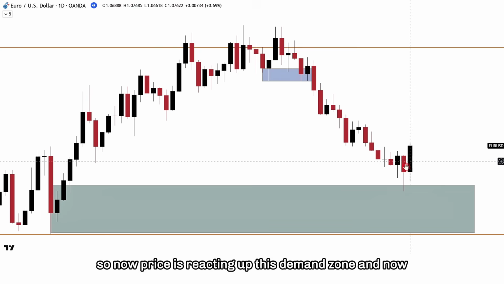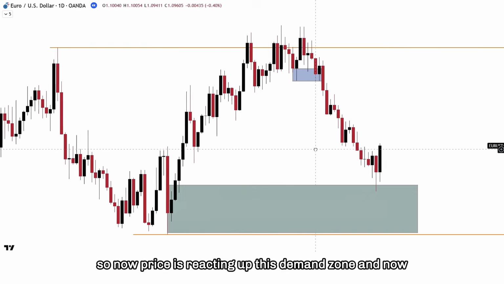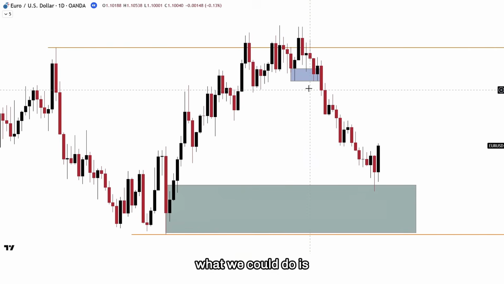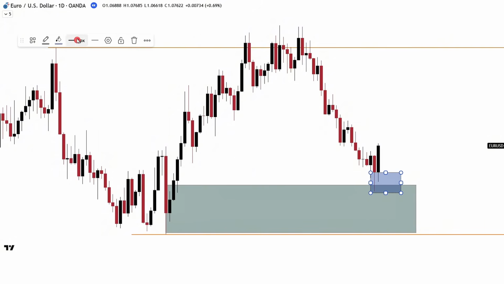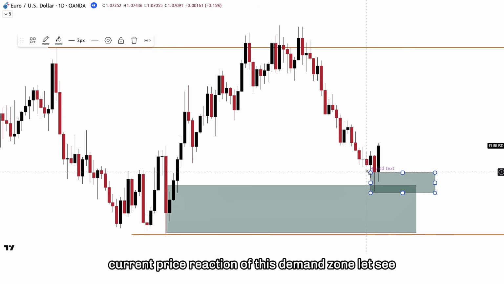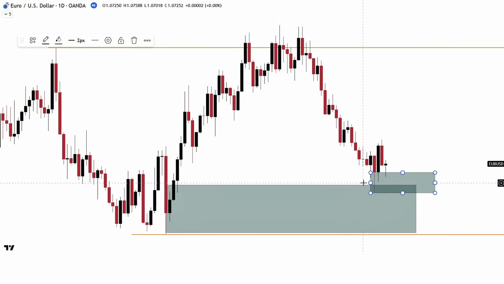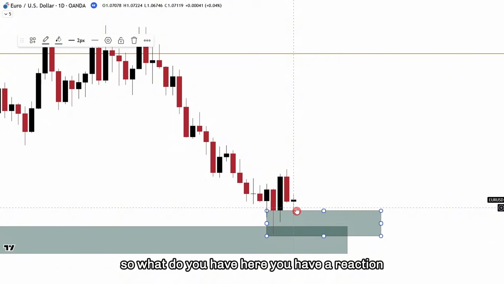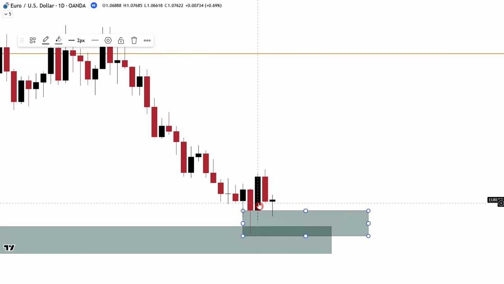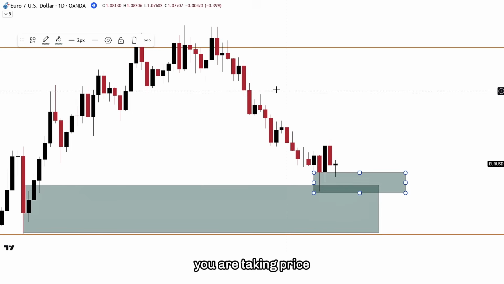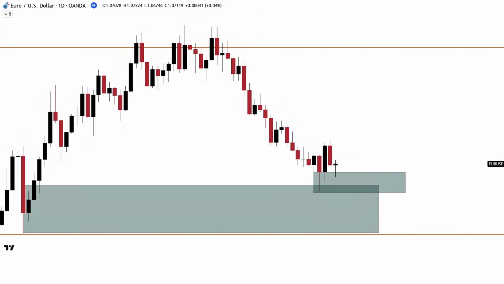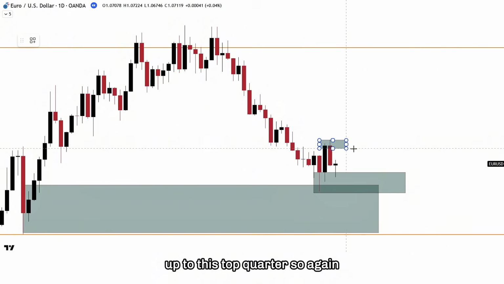And your bias was set. So now price is reacting off this demand zone. And now what we can do is look for the current price reaction of this demand zone. Let's see. What do you have here? You have a reaction and a manipulation candle as a confirmation. So to what point are you taking price? You are taking price up to this top quarter.